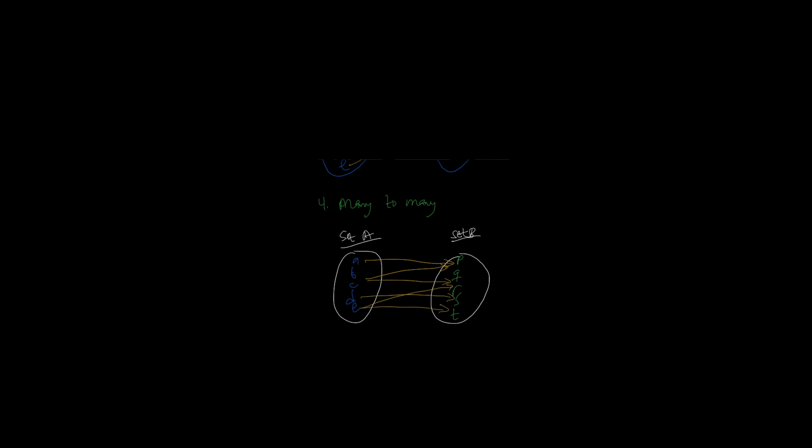This is a many-to-many relation because many elements here have many elements in this. This is a many-to-many relation. Classic example of many-to-many relation. The next thing we look at are mappings.